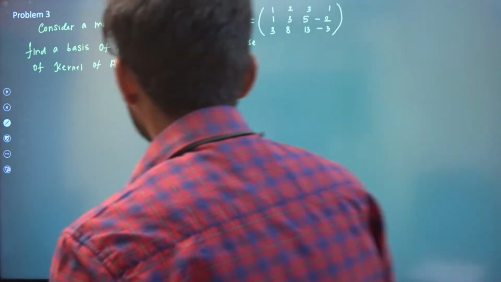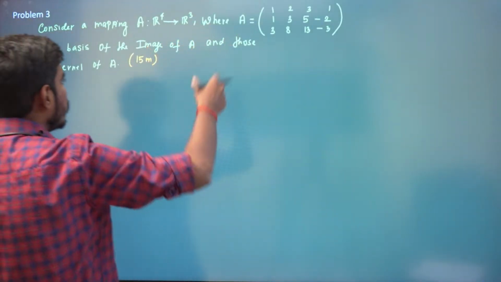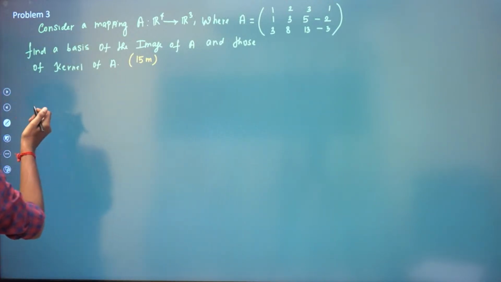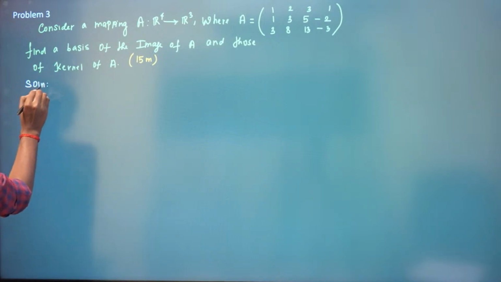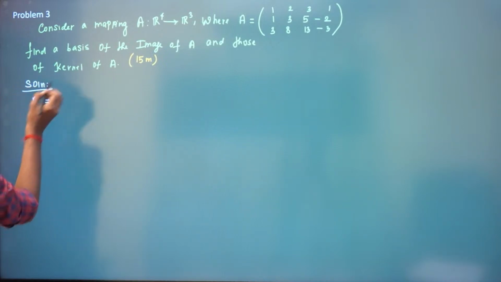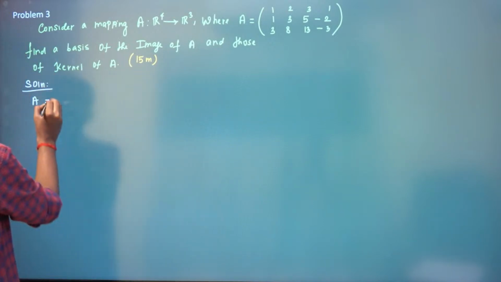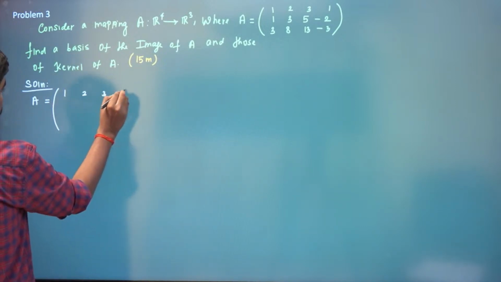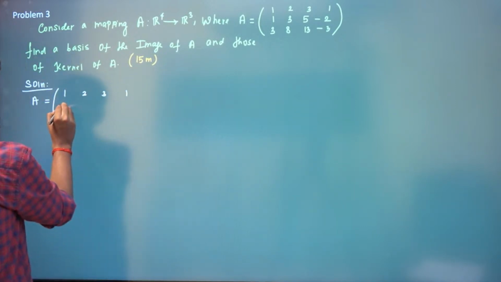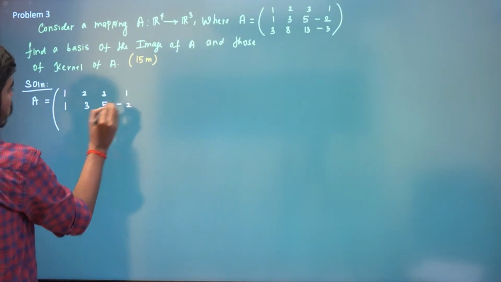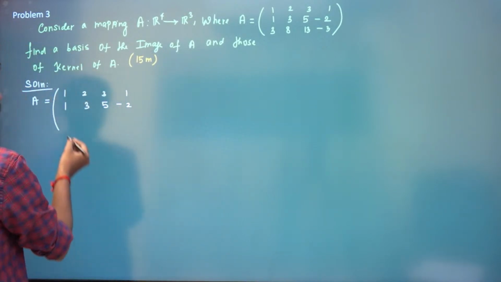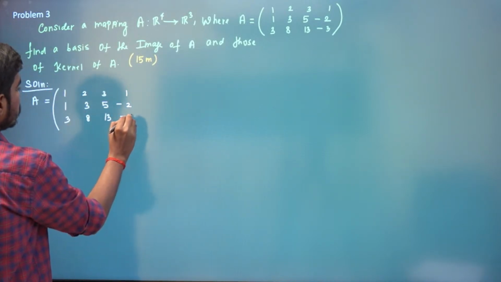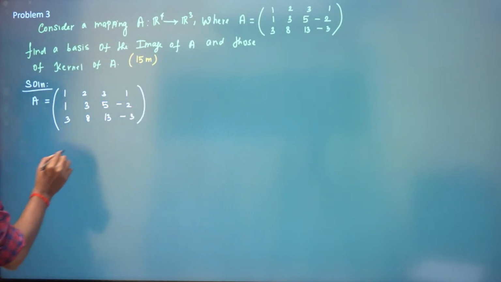First we will find the basis for the image of A. That is, we need to find the basis for the range space. So you just find the rank of that matrix, and from that you can find the basis for the image of A. The matrix A is given by 1, 2, 3, 1, 1, 3, 5, minus 2, 3, 8, 13, and minus 3. Okay, so we'll reduce this to row echelon form.